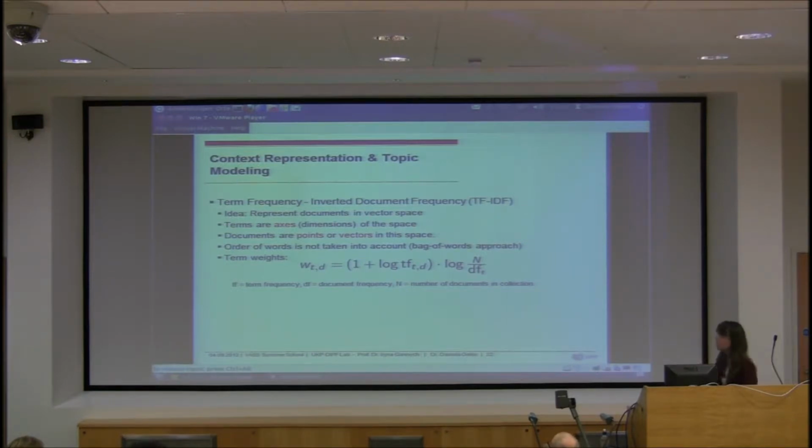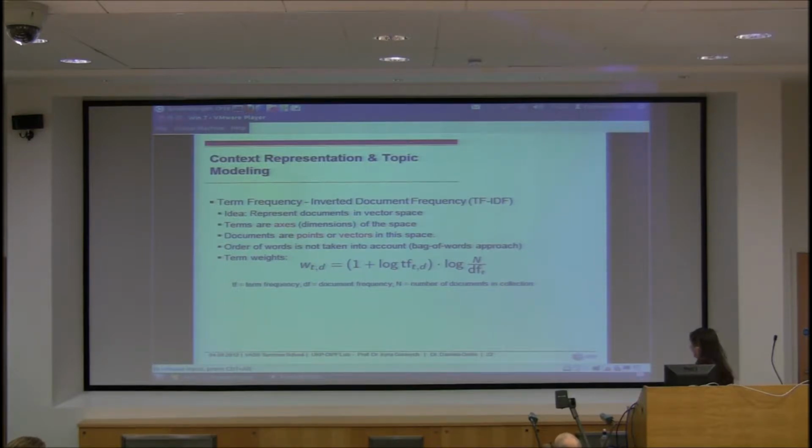Next thing is TF-IDF. I think that at least some of you probably have already heard of that. In terms of text processing, this is one of the most important concepts. It's about representing documents in vector space, and you need that, for example, if you want to apply text classification or text clustering algorithms. But it's also used for information retrieval. And in that vector space, the terms are the axes, so the dimensions of that space, and documents would then be points or vectors. And it's important to know that the order of the words is not taken into account. This is why it's often also called a bag of words approach.